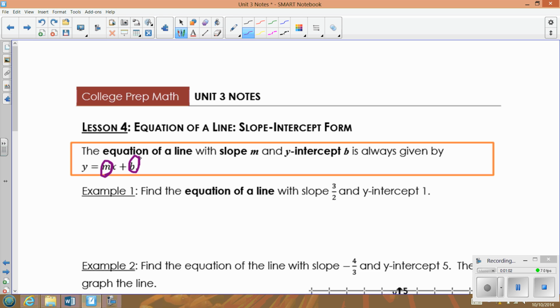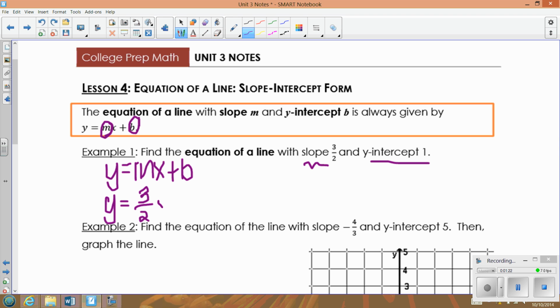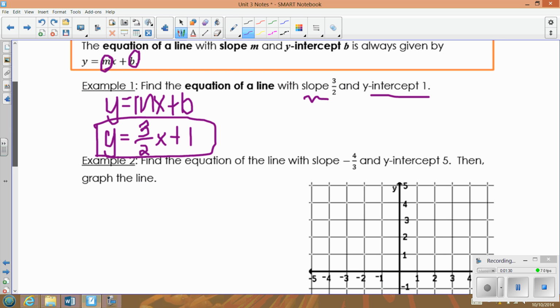So if you look at this first example, if we want to write a line that has a slope of 3/2 and a y-intercept of 1, the easiest way to do this is to write the equation in the form y equals mx plus b, replace m with whatever the slope is, which is 3/2, and then b is just plus 1. That's the y-intercept. So that's it. So let's look at another example.